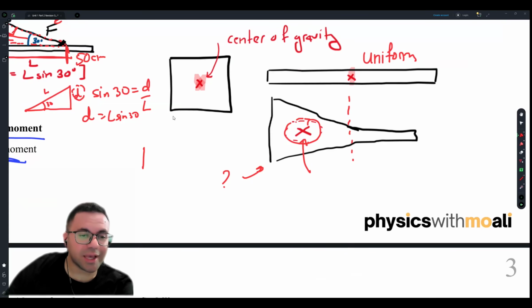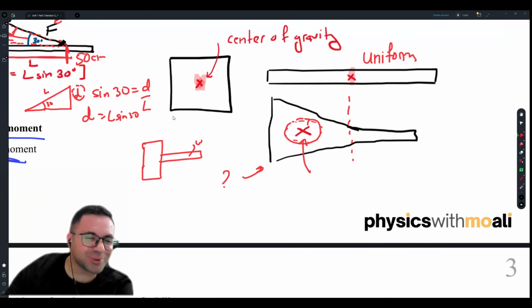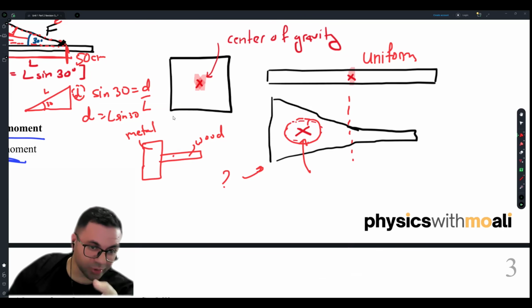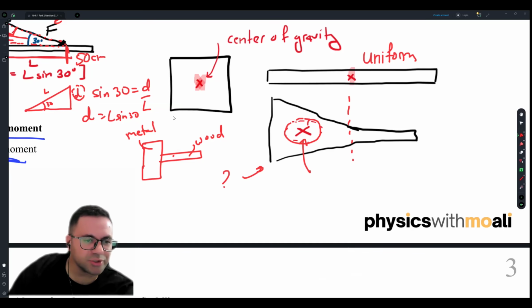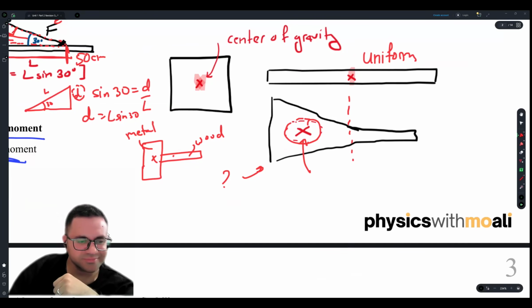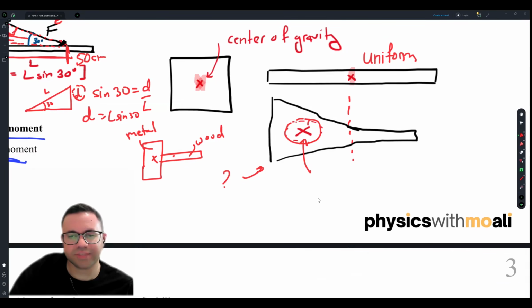If you have a hammer, so think of Thor's hammer, Mjolnir, made of wood and metal, I'm not going to get into the lore though. The center of mass can never be in the middle here because the metal is more dense and has a lot more mass. So it's going to be shifted towards where the metal is. Usually it'll be somewhere here. The center of mass of a hammer is usually in the hammer head. So you got that. Good. That's center of mass.